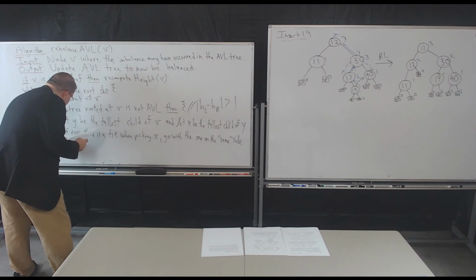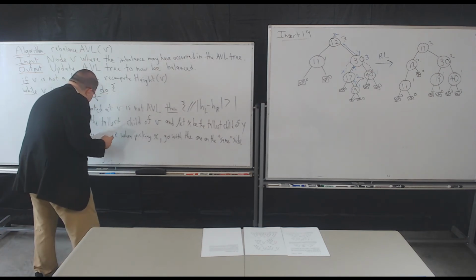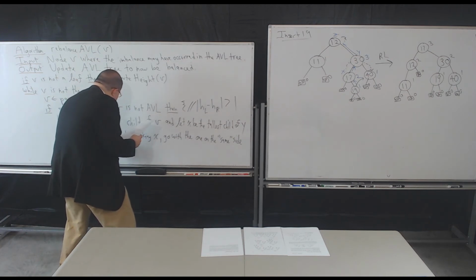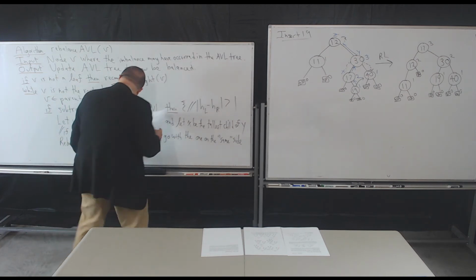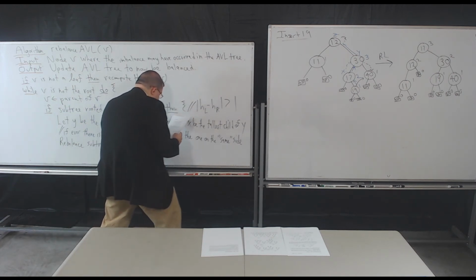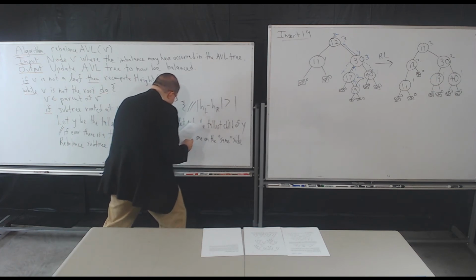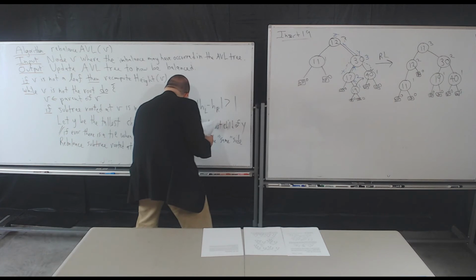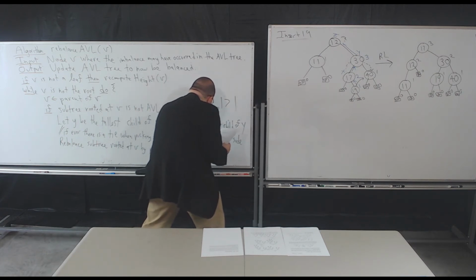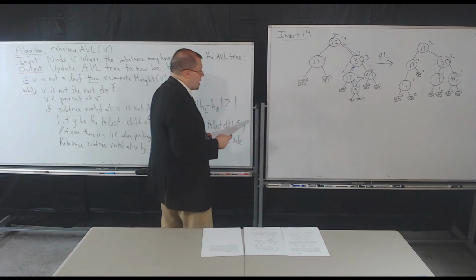So rebalance the subtree rooted at V. We're going to rebalance the subtree rooted at V by performing the appropriate rotation. So you're going to apply the appropriate rotation here. You're going to apply an LL, RR, LR, or an RL rotation.